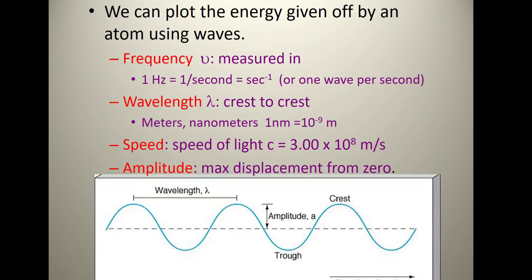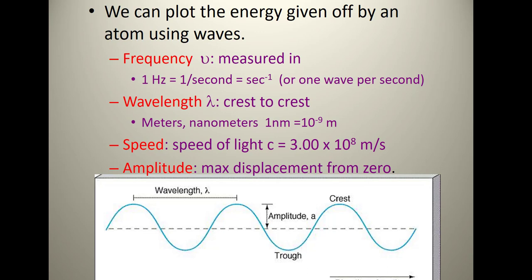So we can plot the energy given off by an atom with its electrons jumping back from its excited state to the ground state using waves. This is where there's a lot of physics and chemistry. If you've studied a physics class, you might have already studied waves. So frequency in chemistry is represented by this little letter. It's a Greek letter called nu. It looks like a little cursive v.